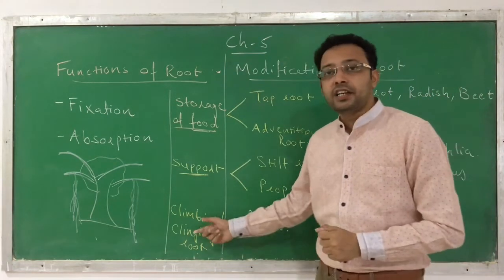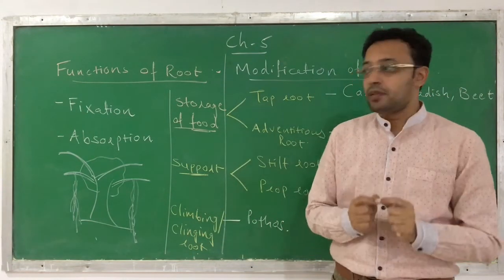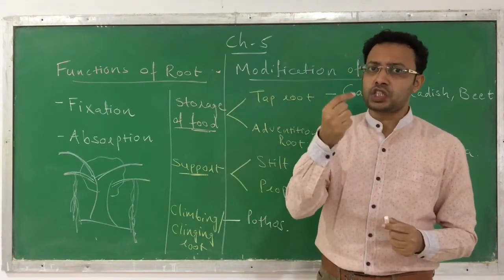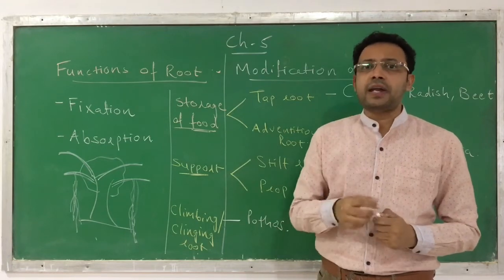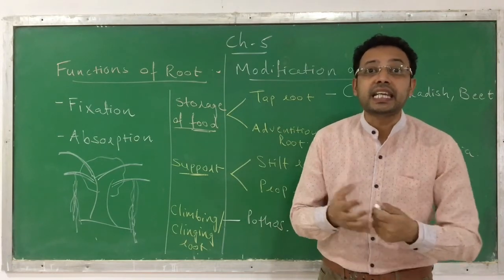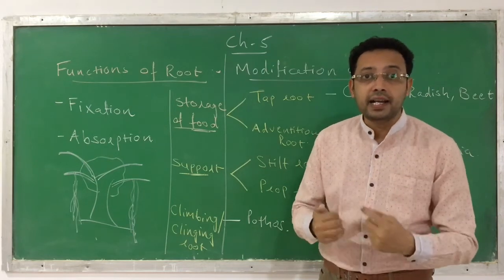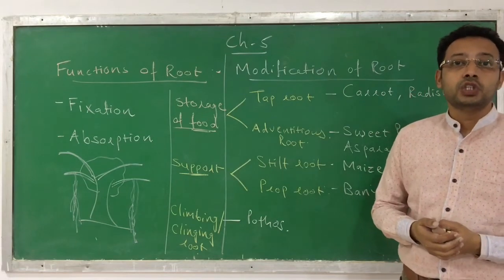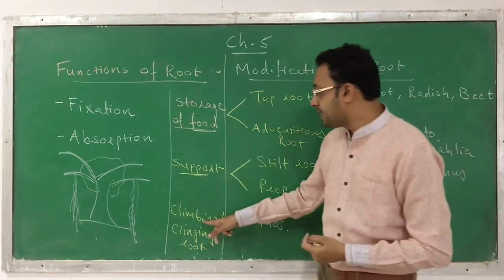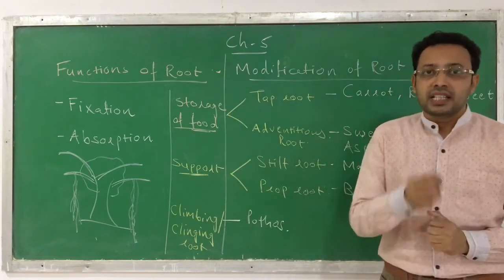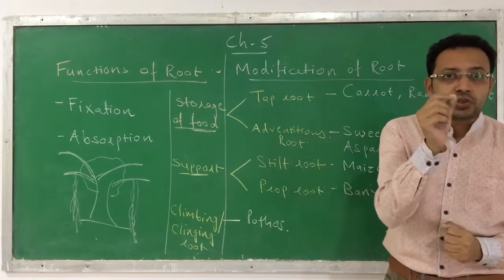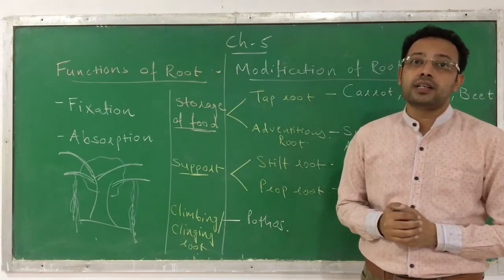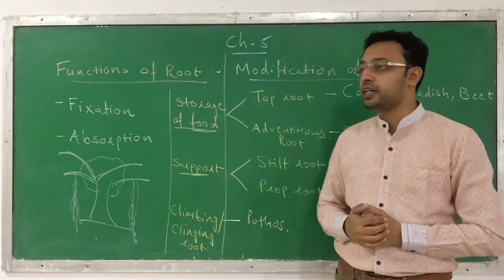So what happens here, from the nodes of its stem, brown adventitious roots develop. These brown adventitious roots are sticky in nature, and they help the pothos plant to climb on another support. So they help in climbing. That's why we call it a climbing root or clinging root. They secrete a sticky material, and due to the secretion of the sticky material, they can climb onto another surface. So this is the example of a climbing or clinging root.